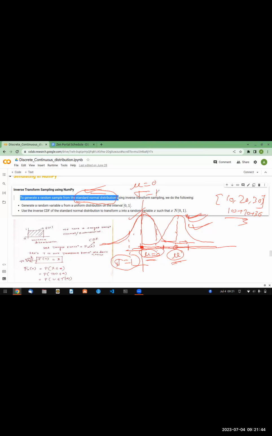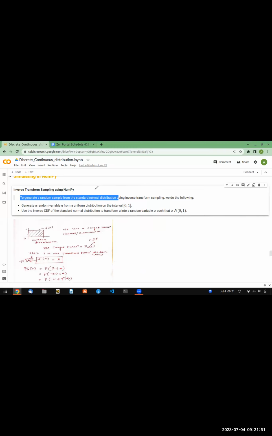Okay, this is clear, right? So we started from here, our sampling technique. That means, I will erase this one. That means we want to generate a random sample from the standard normal distribution, using inverse transform sampling. So first step, according to inverse transform sampling, generate a random variable from a uniform distribution on the interval 0 to 1. What does that mean?